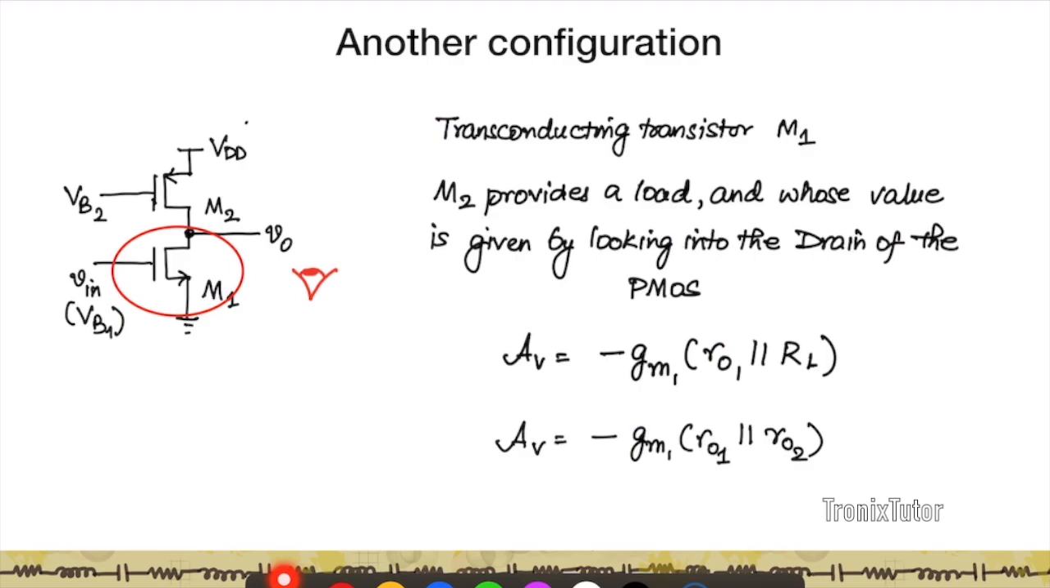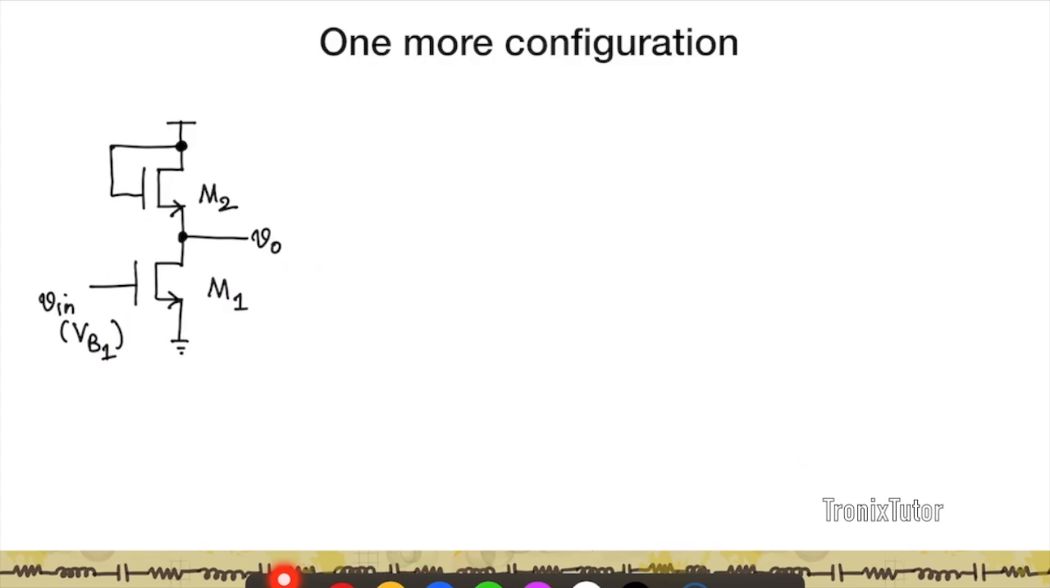So what we are employing in the circuit is we are identifying what the transconducting element is, and that provides the first part of the small signal gain. And then we identify what the small signal load is, and so GM times that load gives you the small signal gain of the circuit. Let's look at another configuration here.